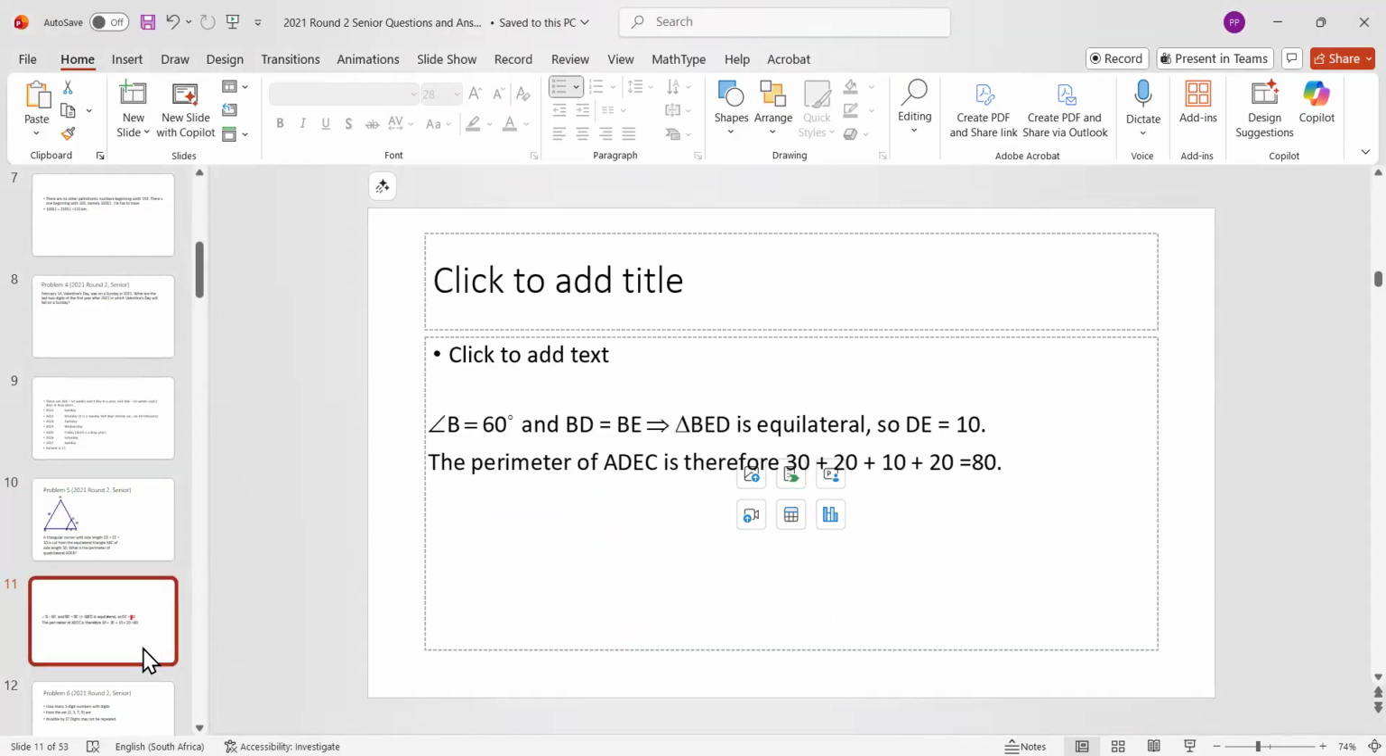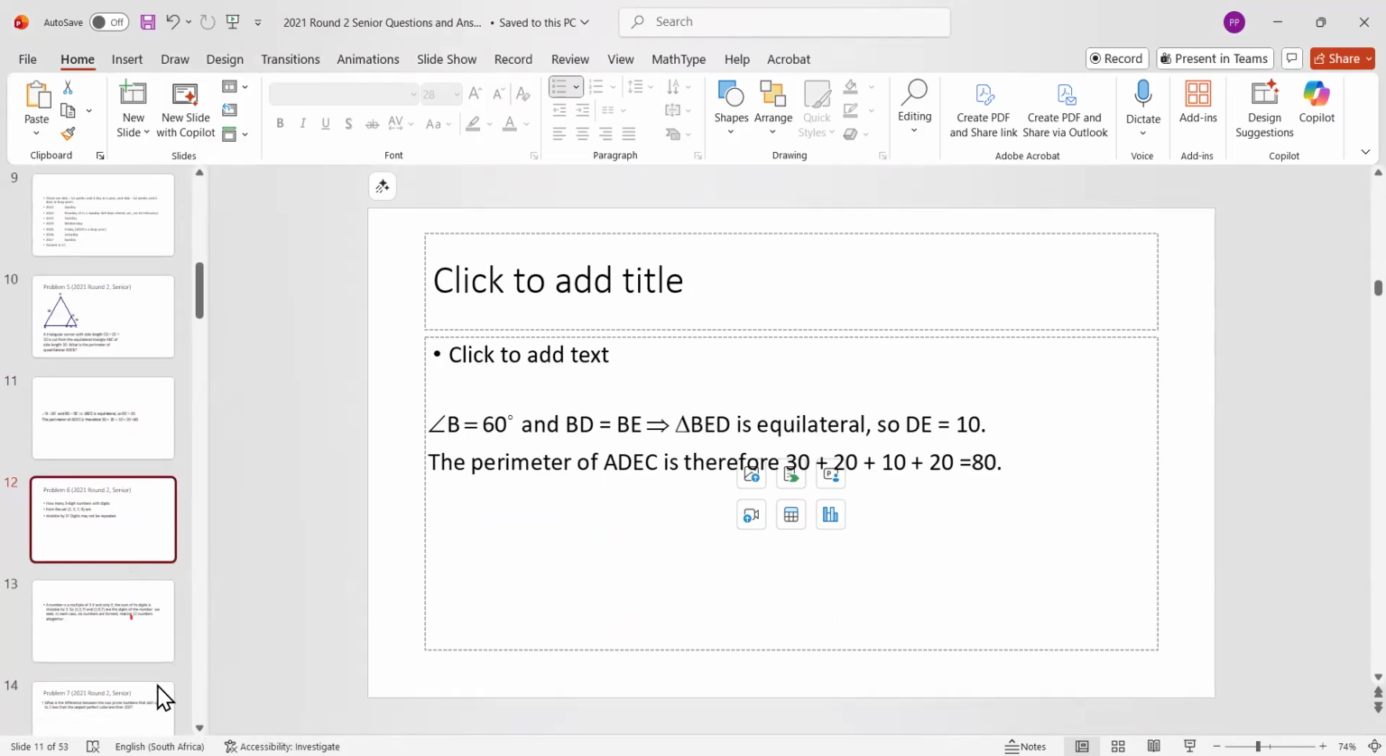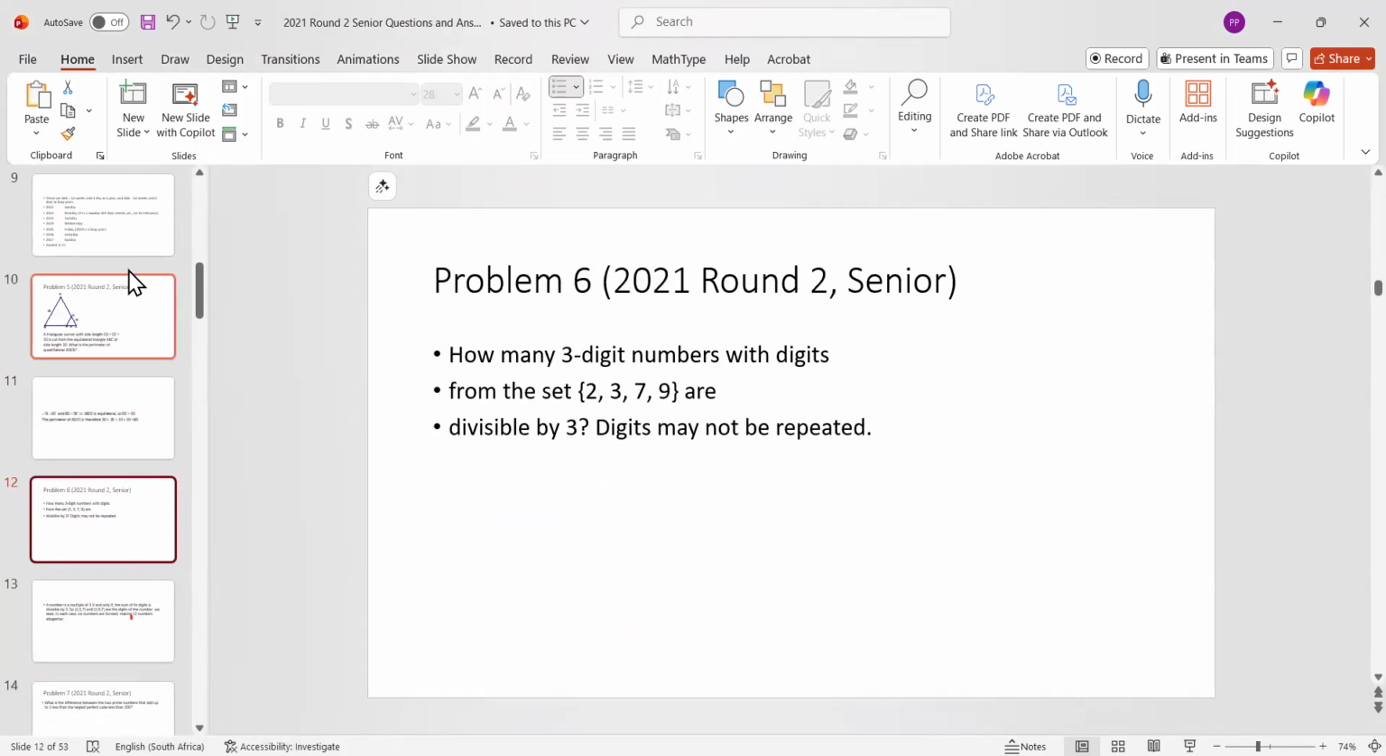Okay, so as you can see, the answer is 80. Let's go on to problem number 6. How many 3-digit numbers with the digits 2, 3, 7 and 9 are divisible by 3? So you have to pick 3 digits from 2, 3, 7, and 9, and they must be divisible by 3.